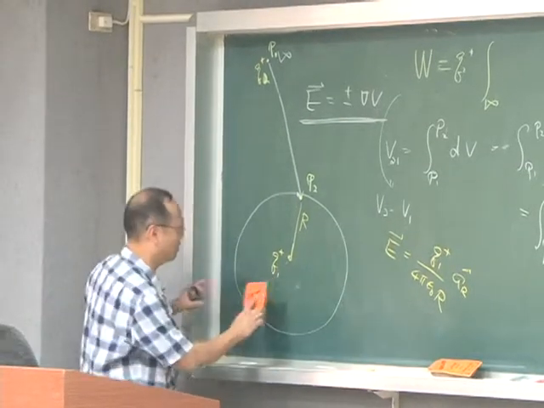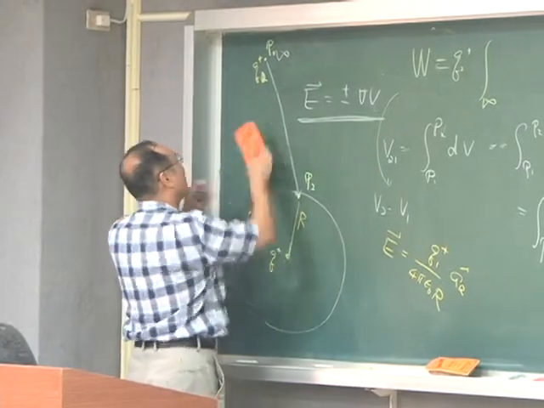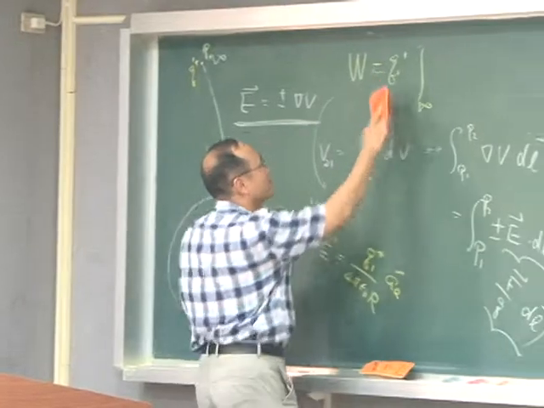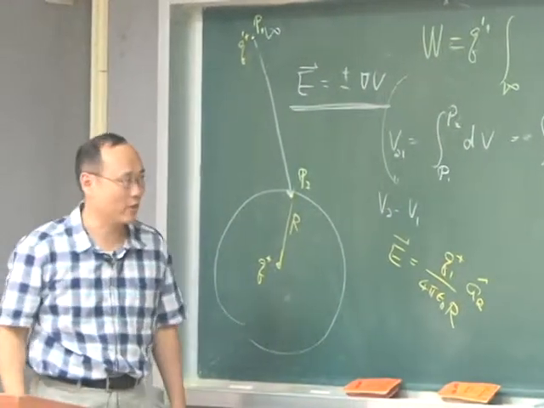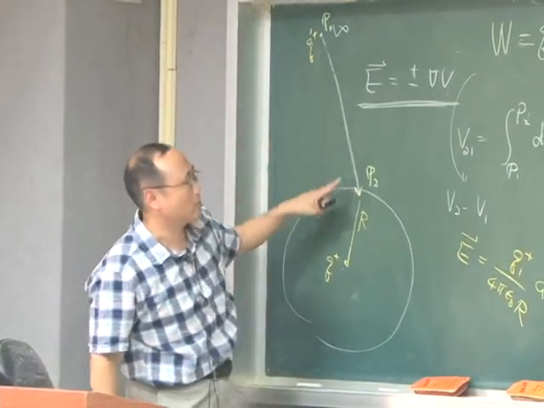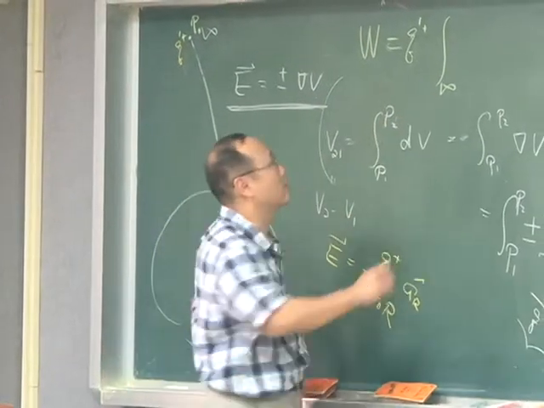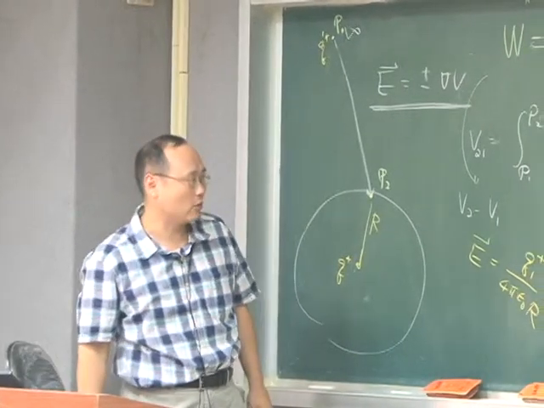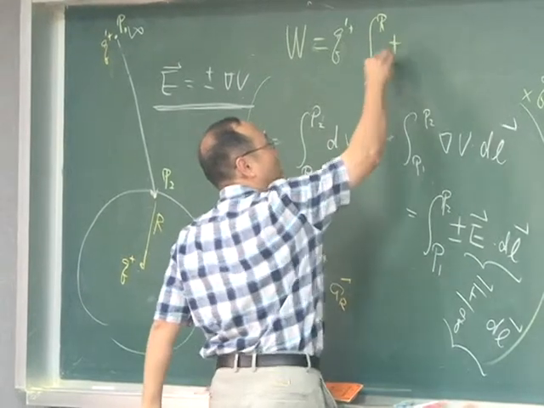But this is Q. I know how to do it. Let's do this Q and call it Q prime. Okay, so let's do it. Q prime, the second charge. So we integrate from this location to this location, from infinity to a location where you have R. And then we do not know yet which sign we want to pick. We just write it down.